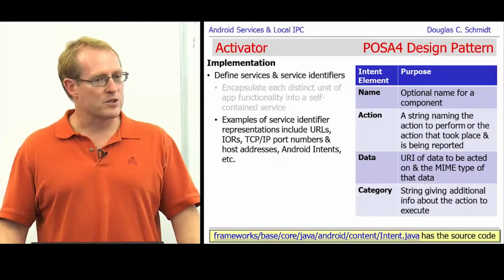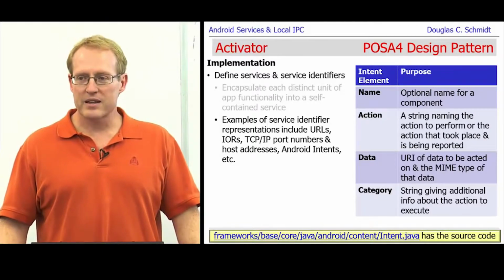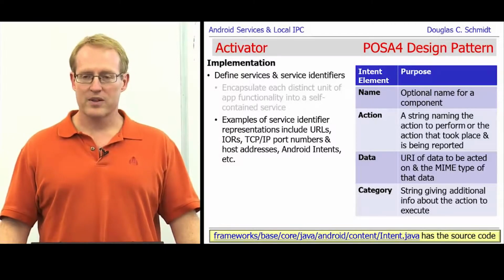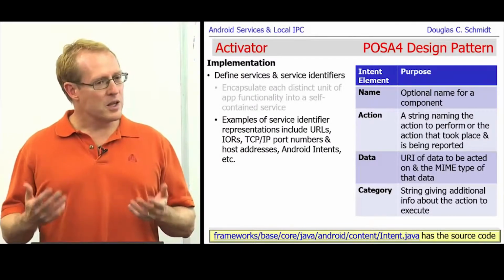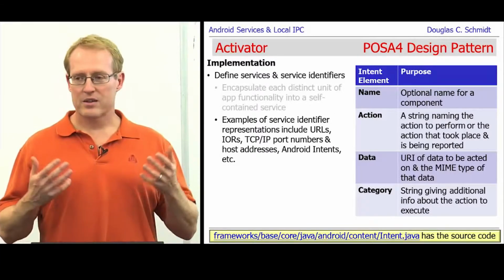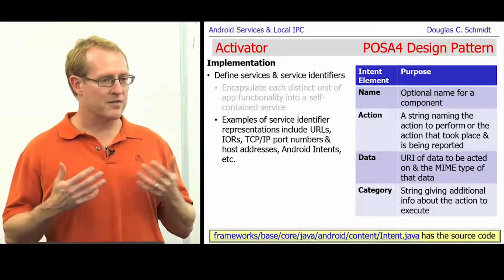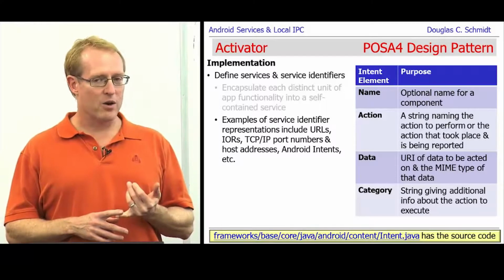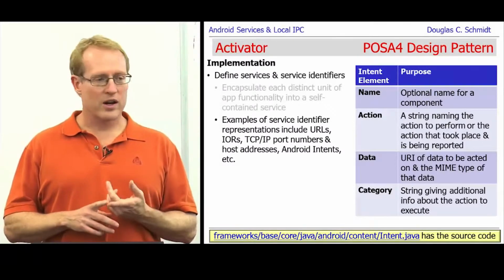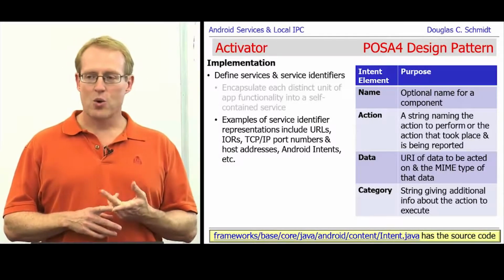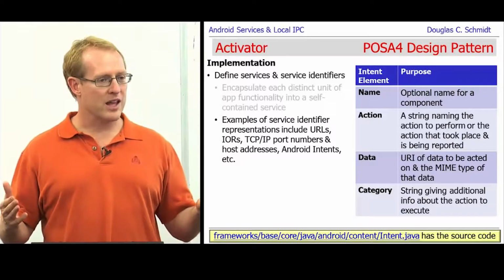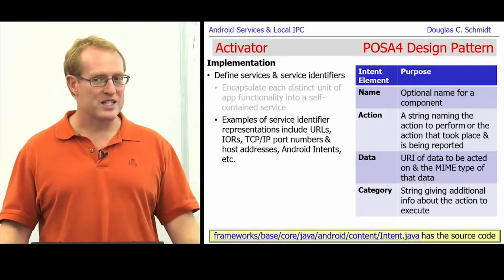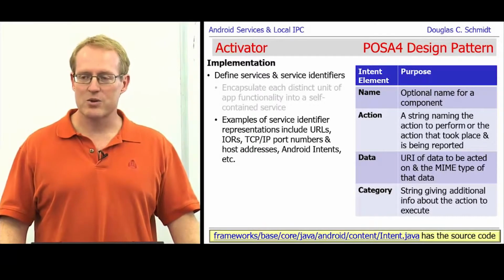There's also the question of service identifiers. Now, in conventional networked applications that use the activator pattern, and we'll talk about a bunch of those later, typically you identify services via some kind of identifier scheme, like a universal resource identifier or a universal resource locator, or an interoperable object reference, or a TCP/IP host name or host address and a port number. Those are classic ways of identifying services in those environments.